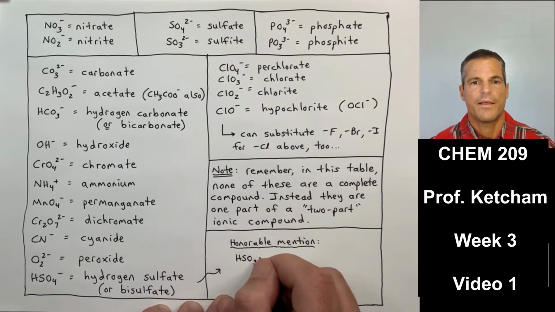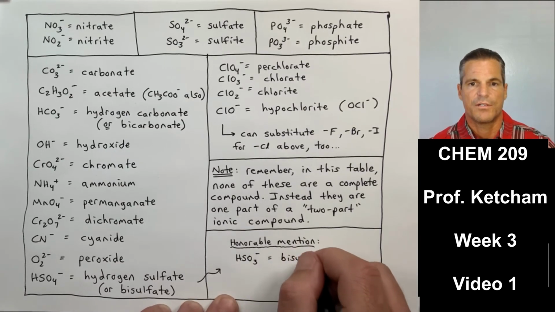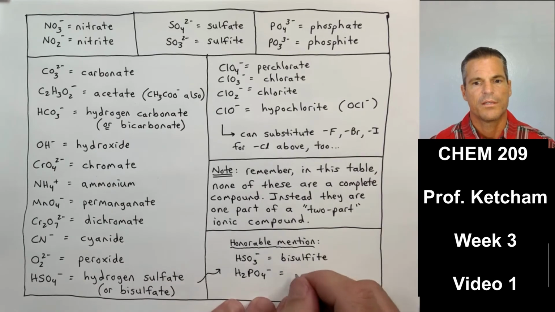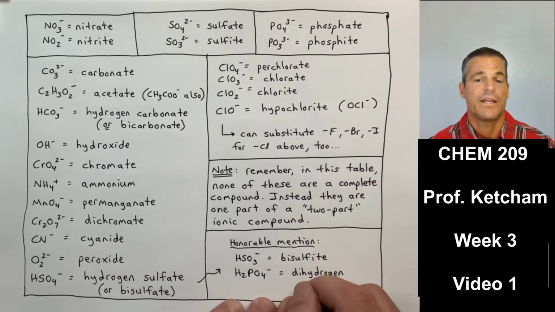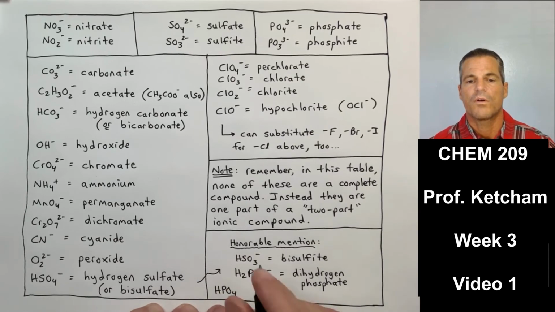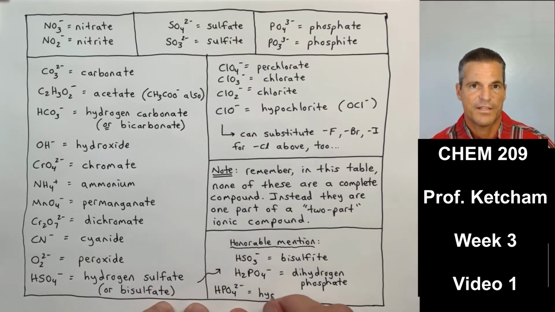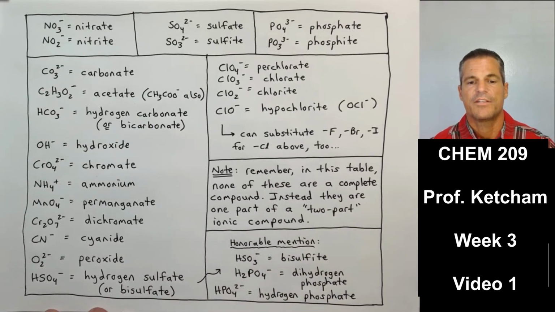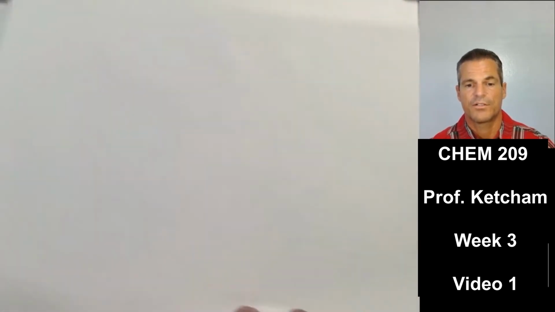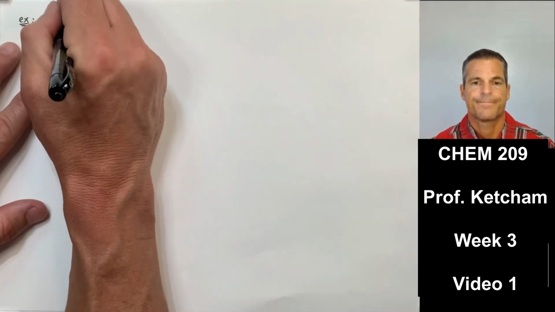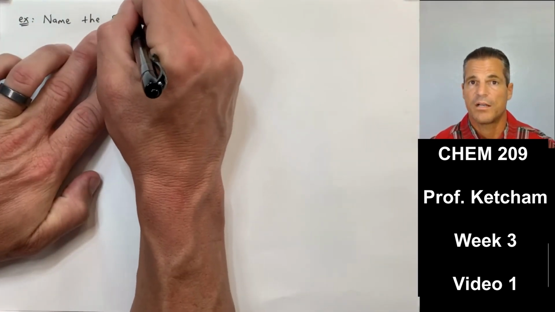Now, a few on here that I didn't mention that probably I should. We'll call it honorable mention. So seldom seen, but worth knowing. HSO3- is bisulfite. H2PO4-, dihydrogen phosphate. Then we have one last one here, which is HPO4 with a 2- charge, and that's hydrogen phosphate. All right. Those are the polyatomic ions that you need to know.